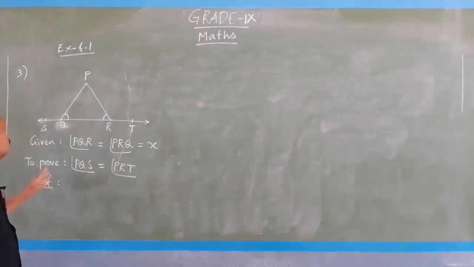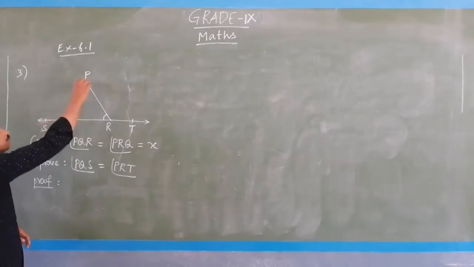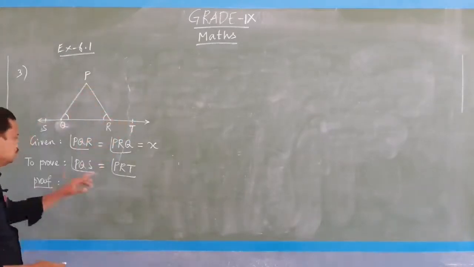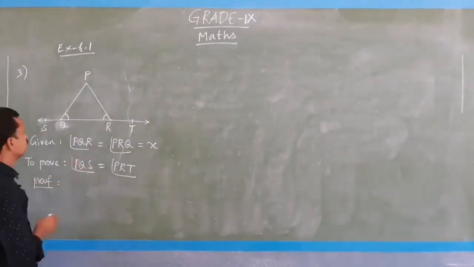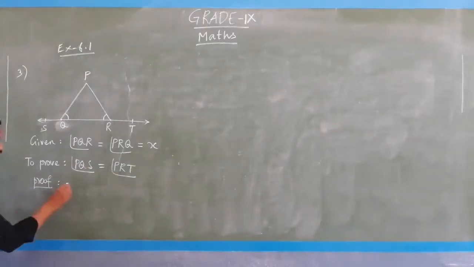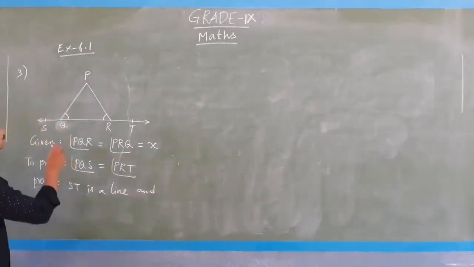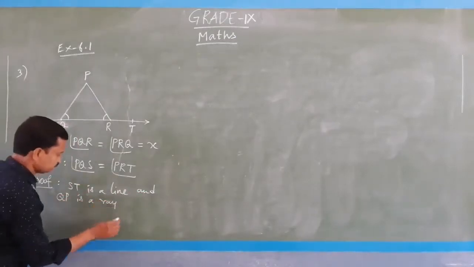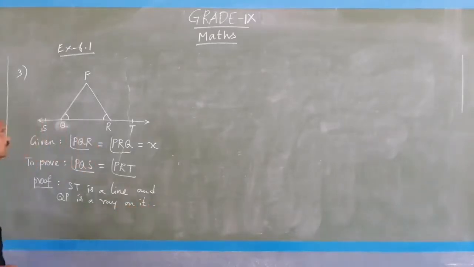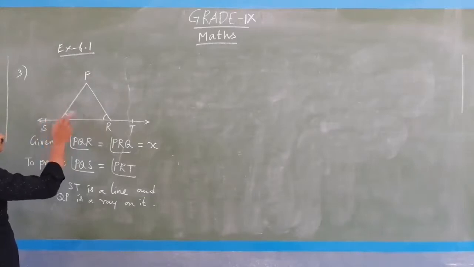Okay. And now to prove that PQS and PRT are equal, we have to say they are equal. So, in the proof you see what we are going to do. So, first of all, ST is a line and QP is a ray on it. So, therefore, only a single ray we are assuming, therefore, two angles are there. So, a straight line is divided by a ray, so we get two angles.